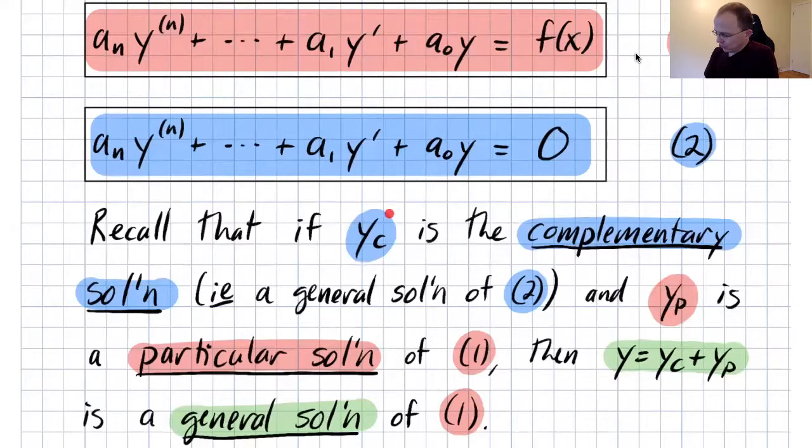These are the two pieces that we need in order to solve this differential equation. We need the complementary solution of the homogeneous equation, and then we need the particular solution of the non-homogeneous equation, and that gives us a complete solution. It is precisely the complementary solution plus the particular solution, and that gives us a general solution for this non-homogeneous equation. So that's just a review of the strategy that we use to solve these types of equations.